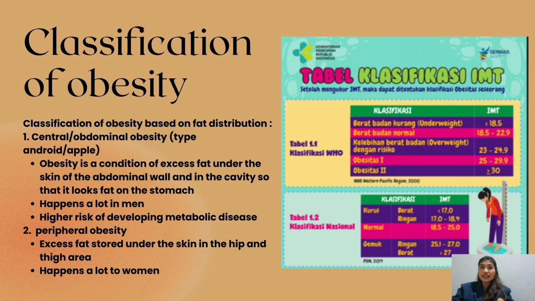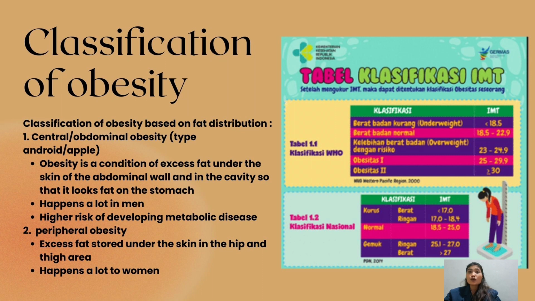Classification of obesity. According to WHO, BMI values of 25 to 29.9 are classified as type 1 obesity. BMI greater than or equal to 30 is classified as type 2 obesity.